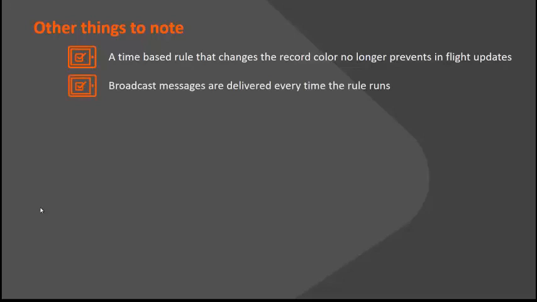Next, broadcast messages are now delivered every time the rule runs. So in the past, if a rule ran 4 or 5 different times, you would only get the broadcast message for the first time. So now it's explicitly following exactly how the rule is configured. Every single time it runs, you're going to get that broadcast message. For those using the migration tools from 11 to 12, in the past it was kind of all or nothing. You had to migrate all of your workspaces.